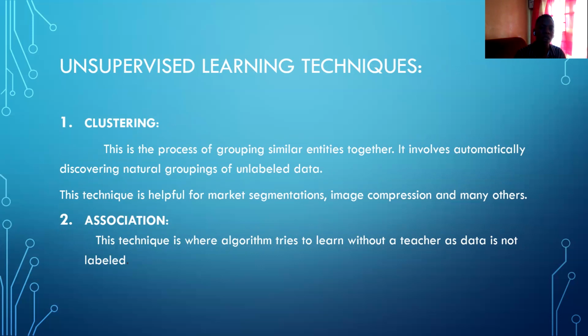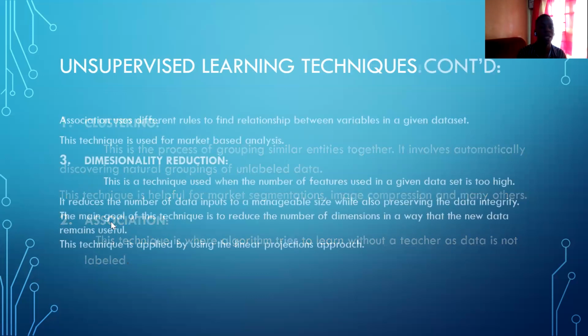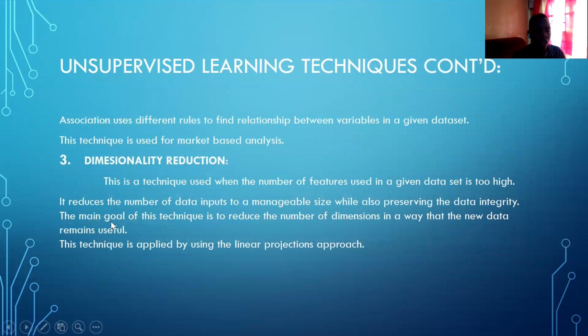We also have association, which is the technique where the algorithm tries to learn without a teacher, and that's all about unsupervised learning. We also have dimensionality reduction, which is a technique used when the number of features in a given data set is too high. Dimensionality reduction is used to change this data set into a manageable size while preserving data integrity. And this technique is applied using the linear projections approach.